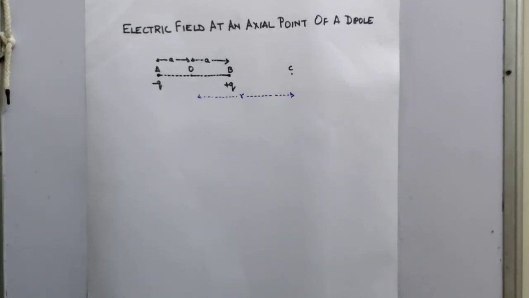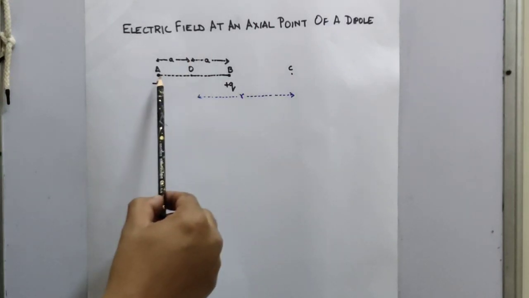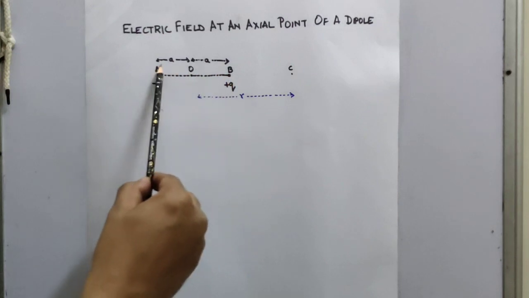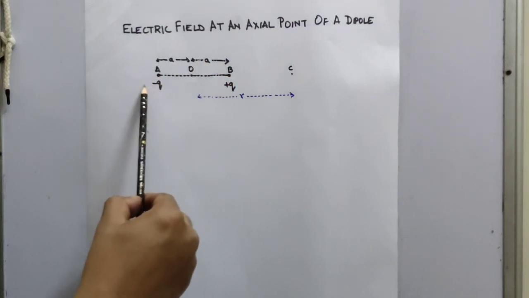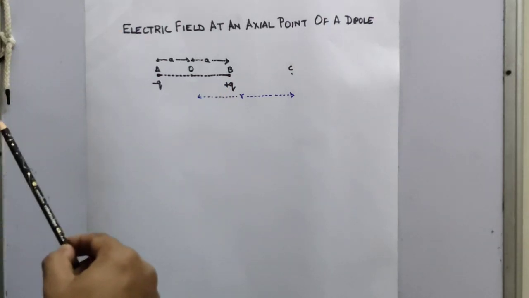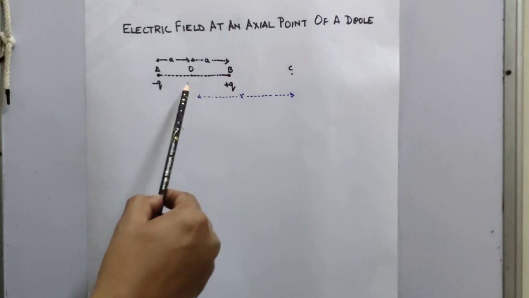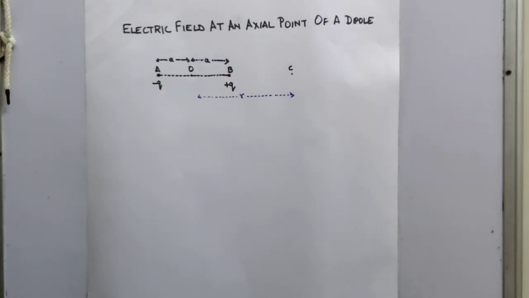Our objective over here is to determine the strength of electric field at point C due to an electric dipole whose length is 2a, a plus a, 2a. We have a minus q charge at point A and plus q charge at point B. And the point C where we have to determine the strength of electric field is at a distance small r from the center of the dipole.